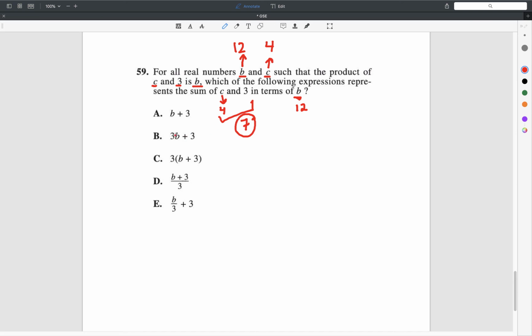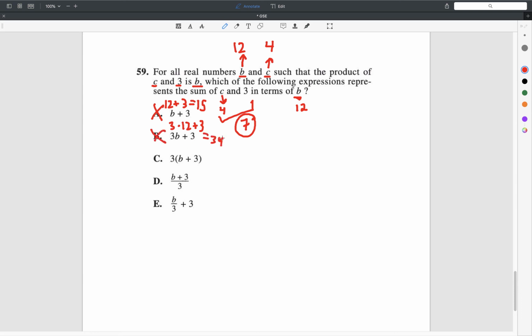So let's start off with answer choice A here. So A says that b plus 3 will give us what we're looking for. Well, we chose 12 for b. So this is the same thing as 12 plus 3, which is 15. The answer we want is 7, so that's gone. What about B? So that would be 3 times b plus 3, which is 3 times 12 plus 3. And just off the bat, we can see that would be too big. In fact, 3 times 12 is 36, plus 3 is 39, so that is not 7.